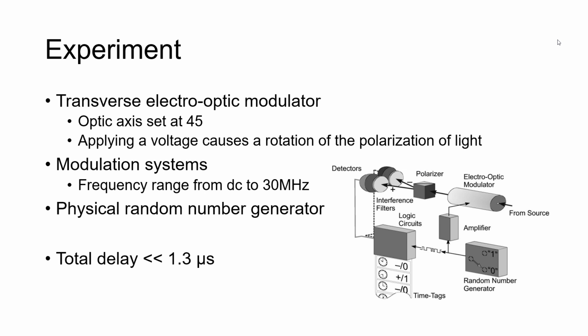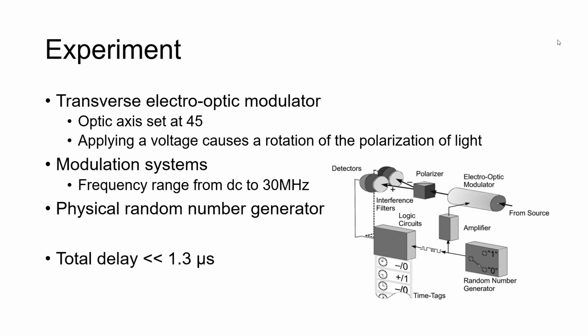Each of the observers switched the direction of local polarization analysis with a transverse electro-optic modulator. Its optic axis was set at 45 degrees with respect to the subsequent polarizer. Applying a voltage causes a rotation of the polarization of light passing through the modulator by an angle proportional to the voltage.